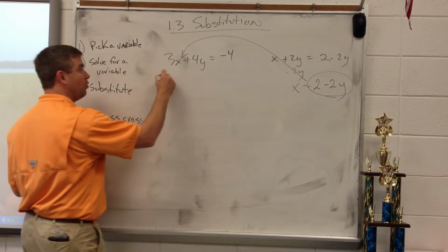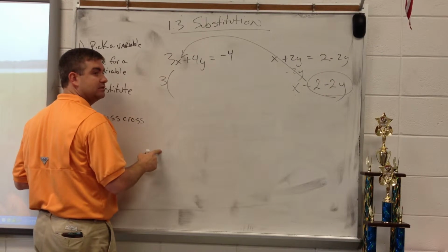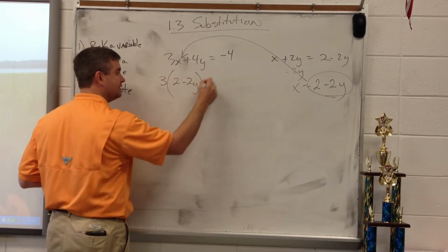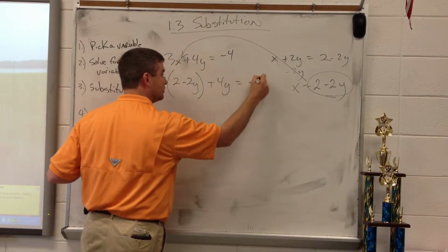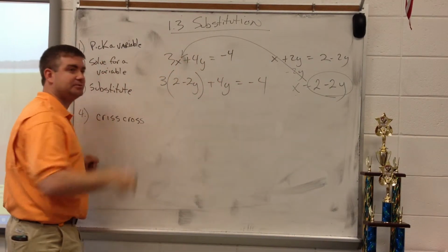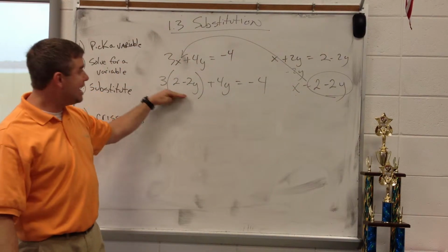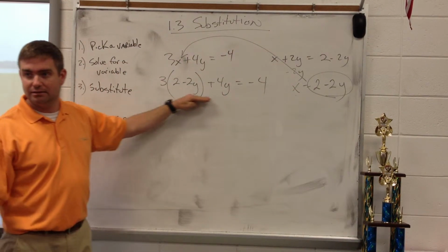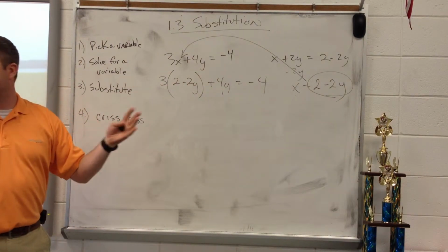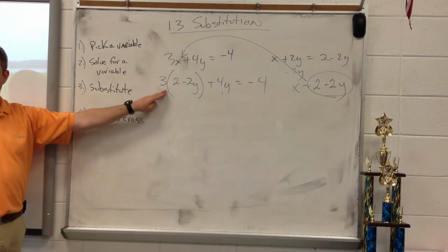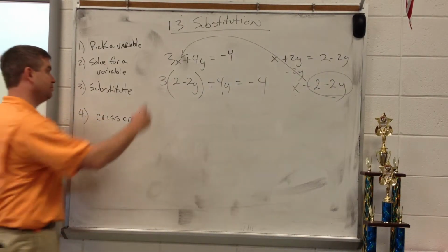Very important to use parentheses. 3 times the quantity 2 minus 2y, plus 4y is equal to negative 4. I have simply substituted in that x information for x. Now, notice all I've got is y's. I can solve that. Everybody in here should be able to solve that. Most important thing to remember to do here is what? Distribute. Very good. Math word. We distribute the 3 there and there.